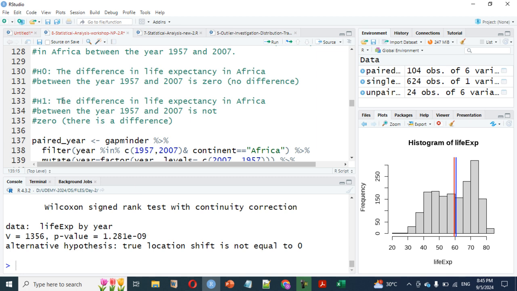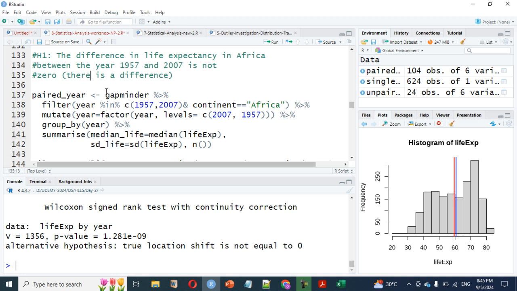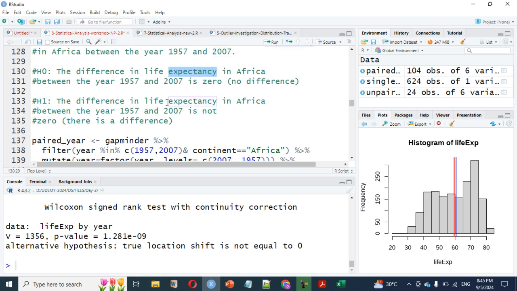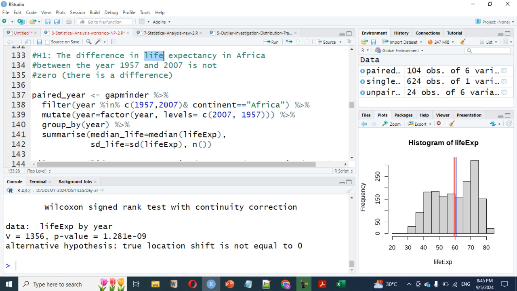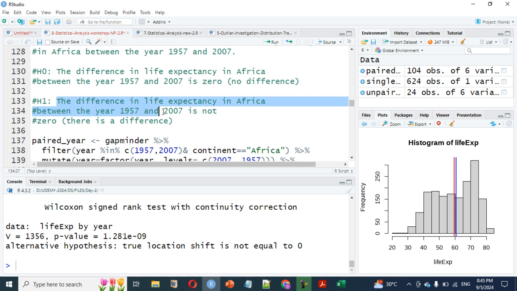So we do not reject the alternative hypothesis, because it's not equal to 0. The difference in life expectancy in Africa between this year and this year is not equal to 0. There's a difference. If they were equal, then the null would be true, but because they are not equal, the alternative is true. So we reject the null hypothesis in favor of the alternative hypothesis. That should be very simple enough.